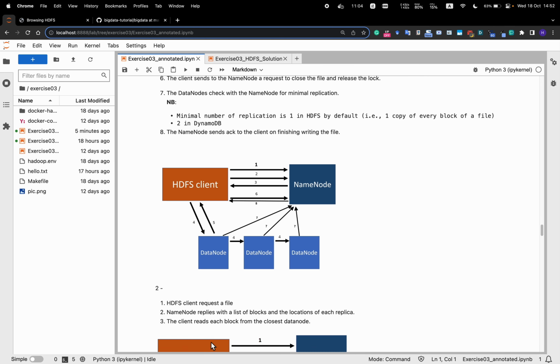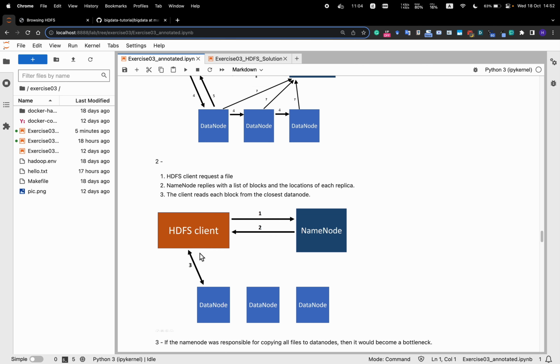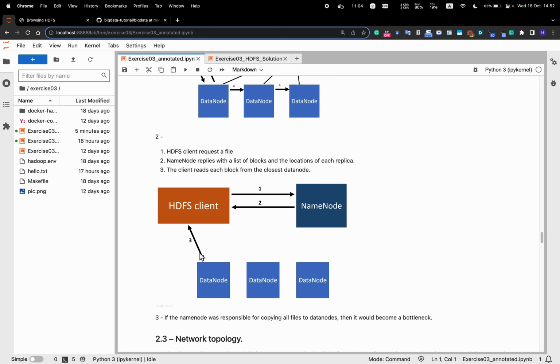Alrighty. Okay. So reading a file is much more straightforward, right? You just open a connection to the name node to request a file, connect to the first data node on the list, and then you can go from there.